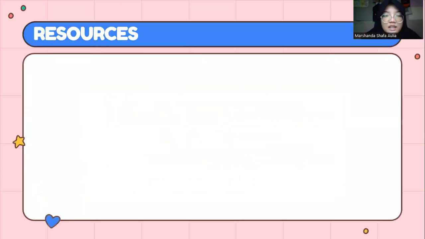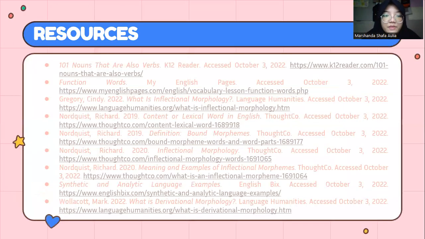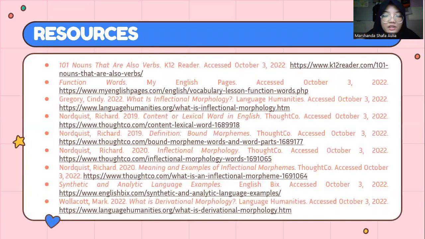So I put the resources here. I have a lot of resources that I got from here.